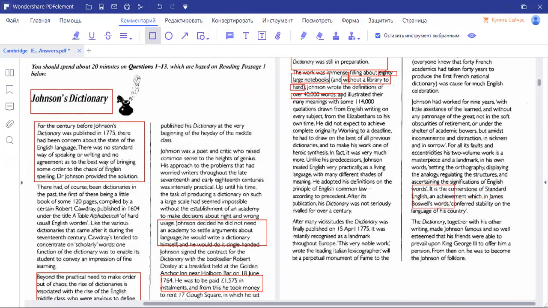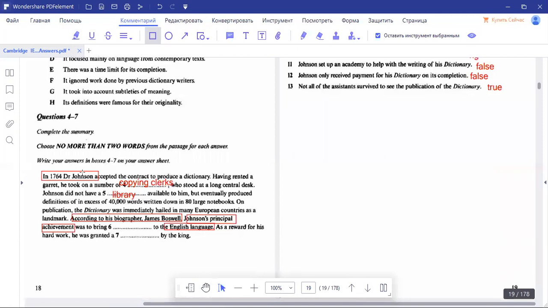Achievement, in James Boswell's words, okay, the achievement was conferred stability on the language. That means his achievement was to bring conferred stability. That's how we do it.